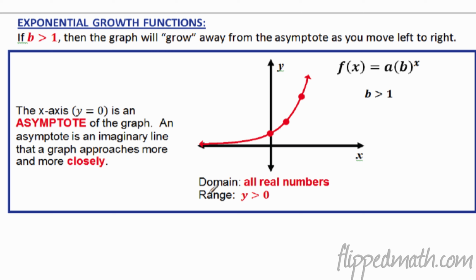Okay, so we have growth functions here. If b is greater than 1, the graph will grow away from the asymptote as you move left to right. That's pretty much the domain. We've done a lot of domain and range. So the domain here is going to be all real numbers, and the range in this specific example is y is greater than 0 because there's an asymptote there. It'll never equal 0, but it'll always grow away from it. All right, what else we got?